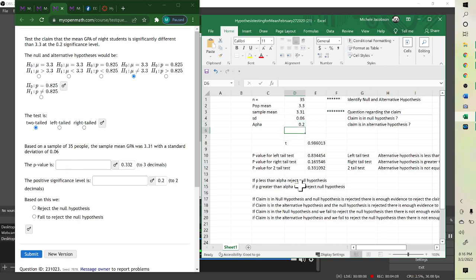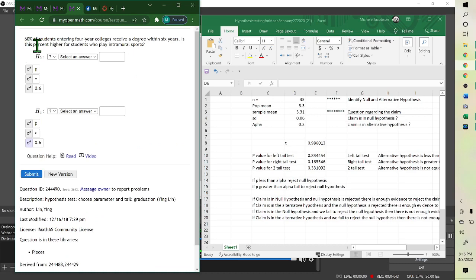And then we wanted our p-value. It's two-tailed, so it's right here. The significance level, that's from here, 0.2. And then we look at these two and notice that the p-value is greater than. If p-value is greater than, fail to reject, and we fail to reject.